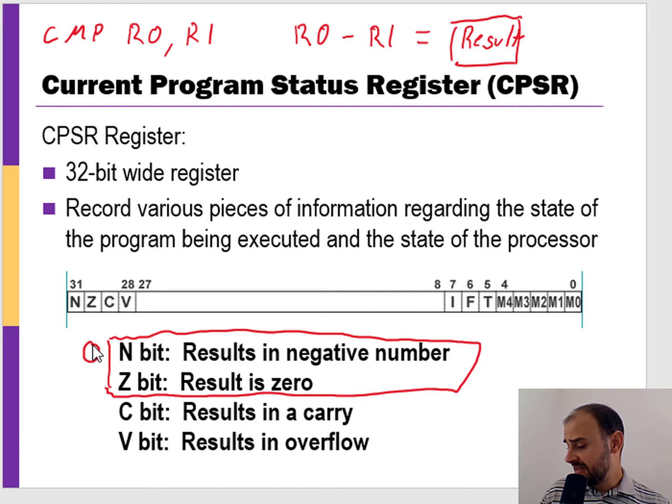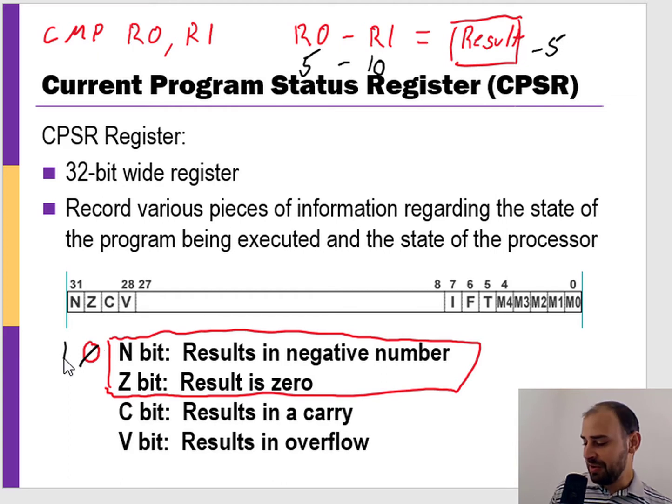So if I put in some real numbers, like if R0 was 5 and R1 had value 10, the result is -5. Since it's a negative number as the result of that subtraction operation, the n bit is set to 1. And that tells us that R1 is storing a larger value than R0. Okay, that's what that bit would tell us.